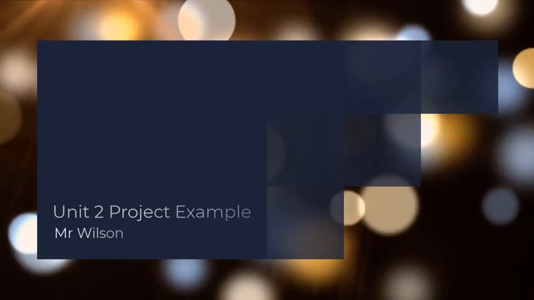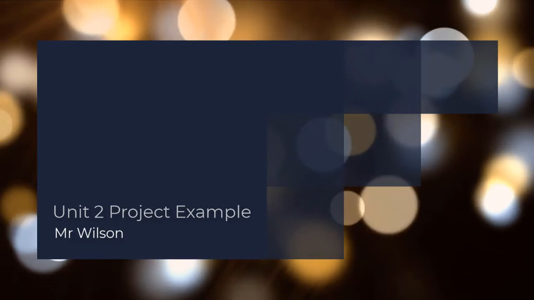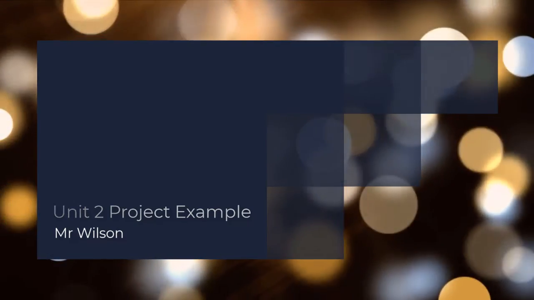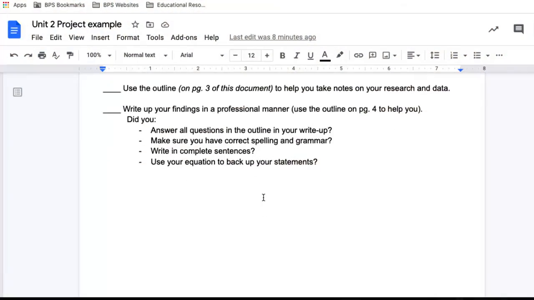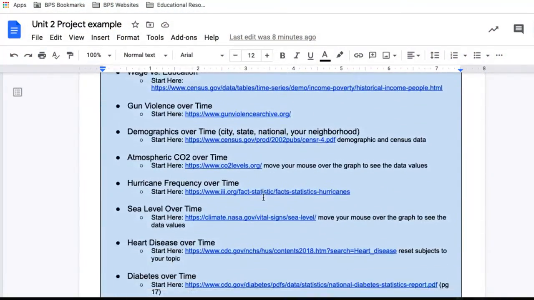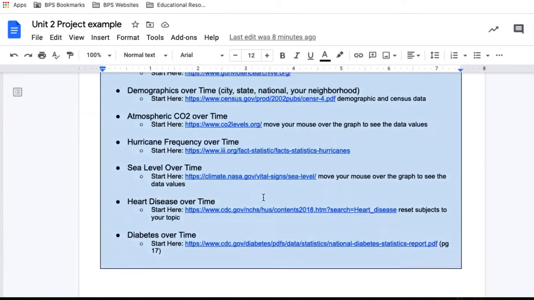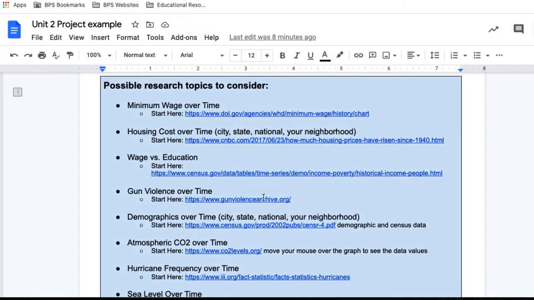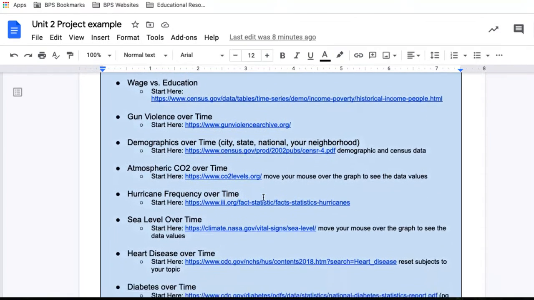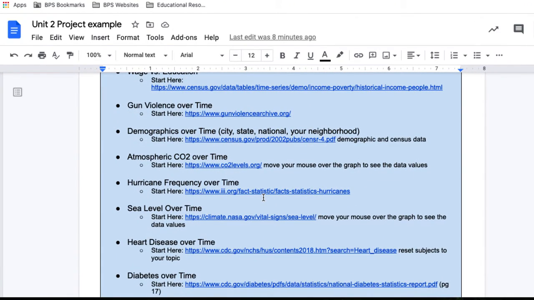Hey mathematicians, today we're going to look at an example of your Unit 2 project, which is going to finish up Unit 2. This project is about data collection and analyzation. So for this project, we're going to make a table, create a scatter plot, analyze the data, and use the line of best fit that we find. Up here on the second page, we have possible research topics and links to data that you could use.